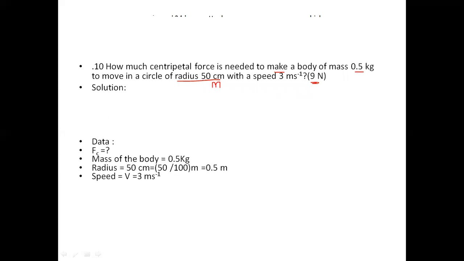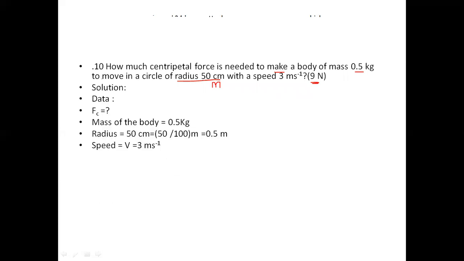Now how is it possible? So we have to calculate the centripetal force, which is Fc. The mass of the body is 0.5 kilogram, which is also in SI units. So the radius was 50 centimeter. We divide it by 100 so that it becomes meters. So if we divide 50 by 100, we get 0.5 meters. The speed, which is given to us, is 3 meter per second.